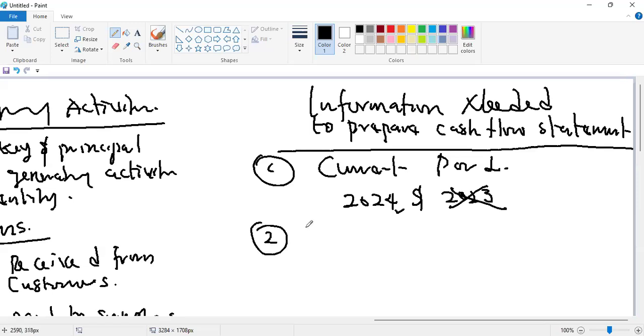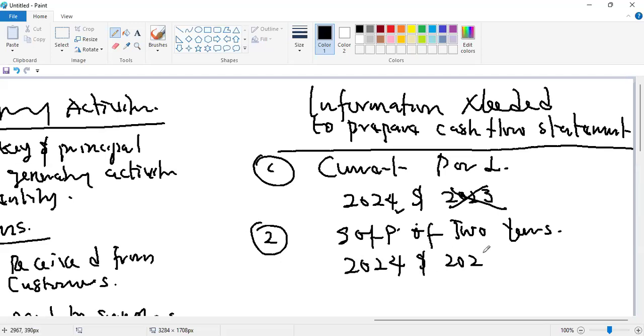Two, we need the statement of financial position of two years. If you want me to prepare the cash flow of 2024, you must also give me 2023. That is it. You also give me 2023.